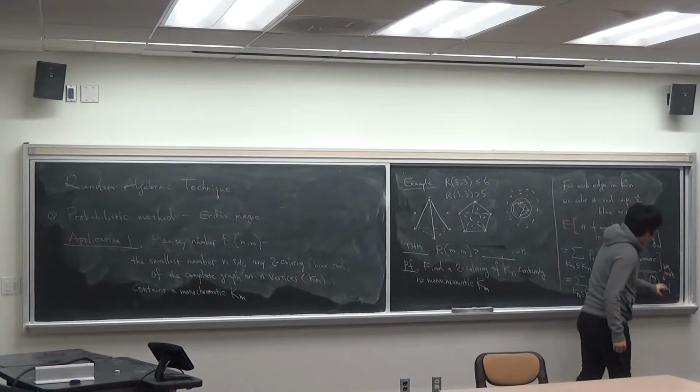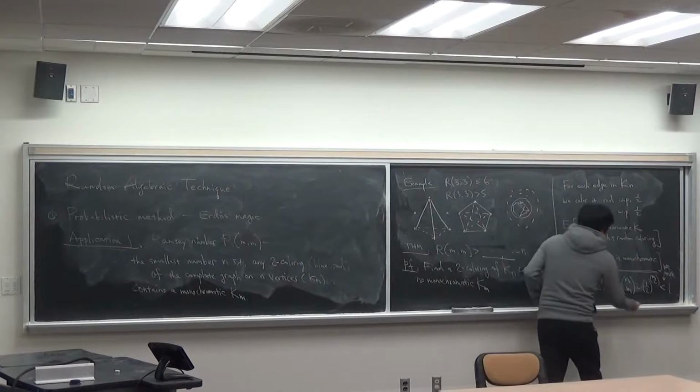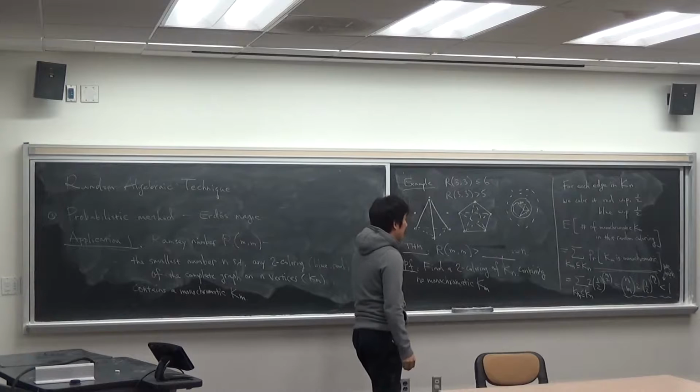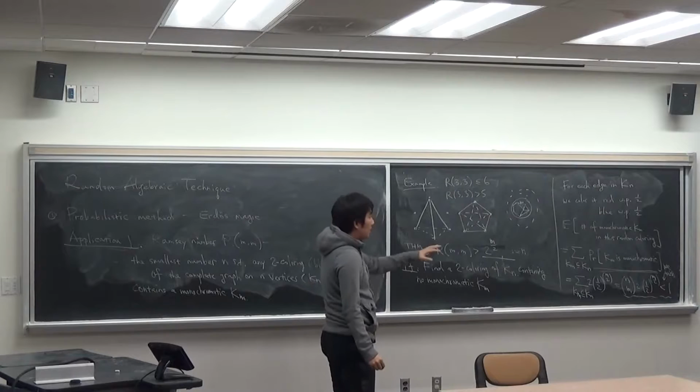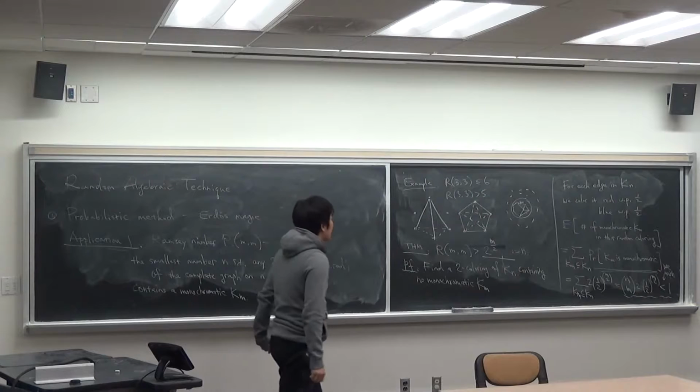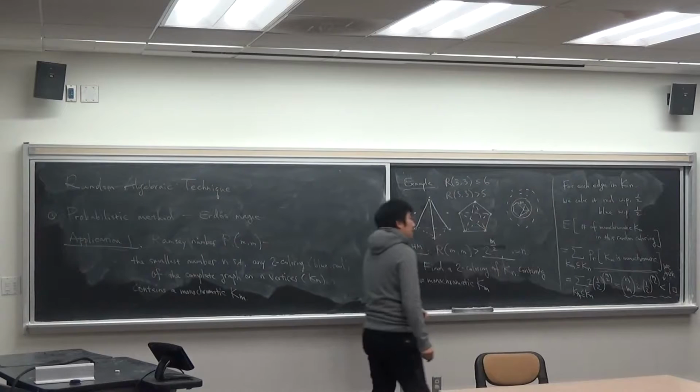And then, once you have that, you realize that actually you can take n equals 2 to the m over 2. If you take n equals 2 to the m over 2, the inequality holds. Therefore, you get the result. So this is a nice and cute application of the probabilistic method.